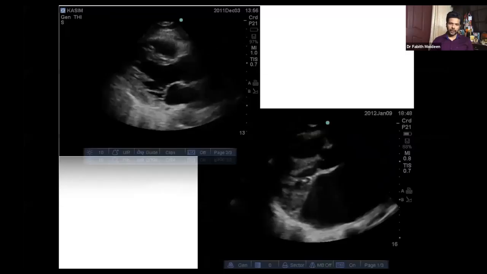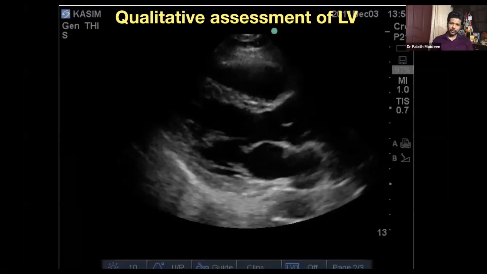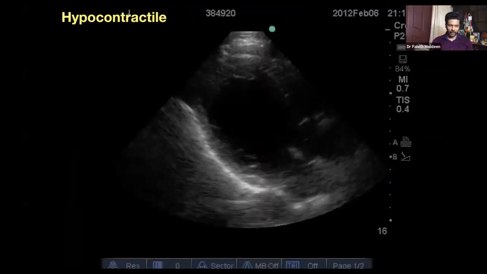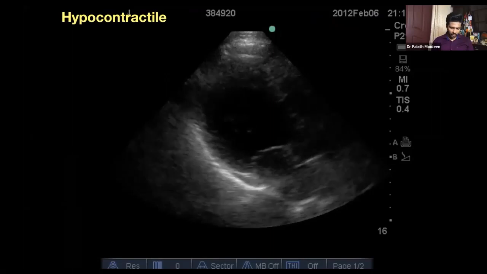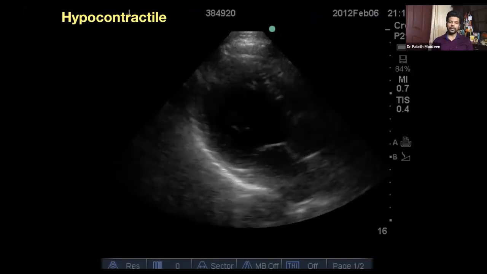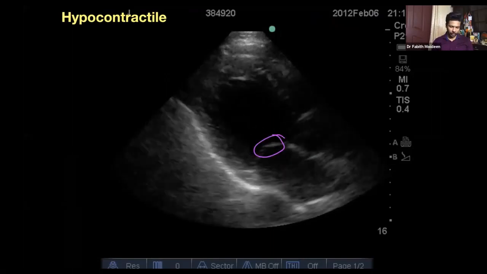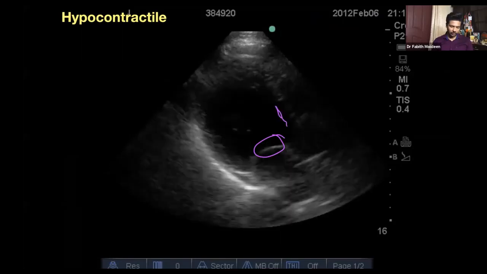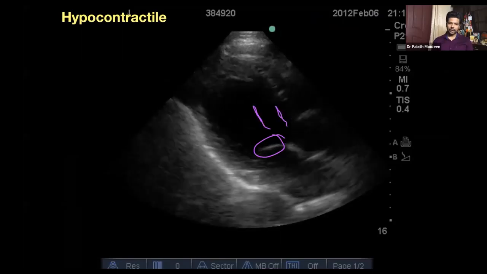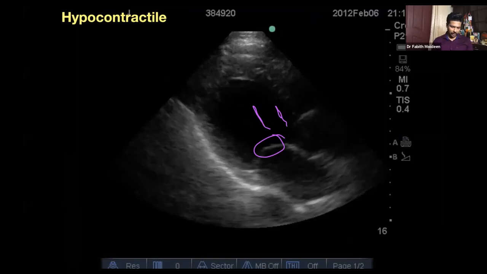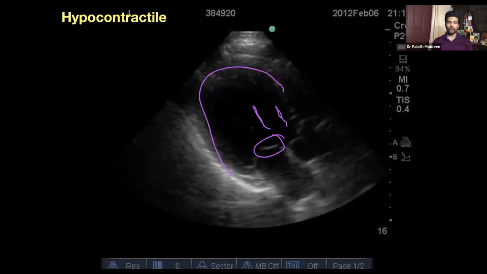Okay. Now, I already told you the qualitative assessment. So now look at this LV. This is a parasternal long axis. You can see that the anterior leaflet of the mitral valve is not at all opening. It's supposed to come and touch here. It's not even midway. So you know that there is an LV dysfunction. And there is hypokinesia of the walls as well, if you notice.